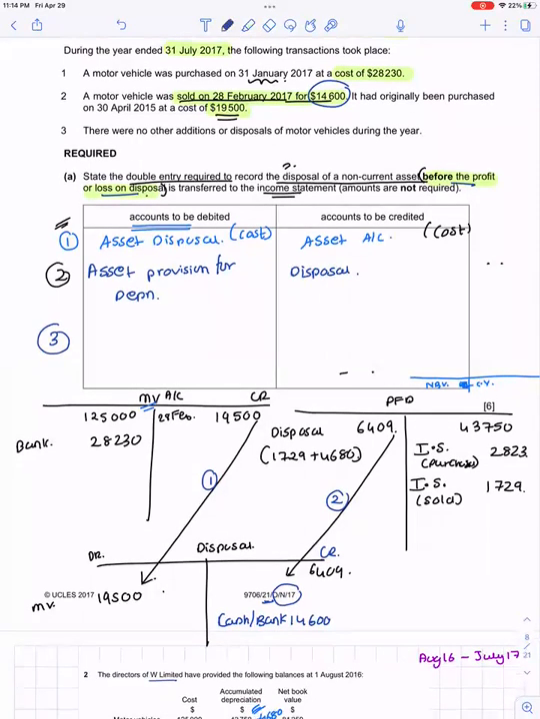Okay. So they don't want us to calculate. I'm not saying they don't want you to calculate. Come on now, give me the entry of receiving cash. Bank debit, motor vehicle credit, disposal credit. Okay. This is done. This part A is answered.